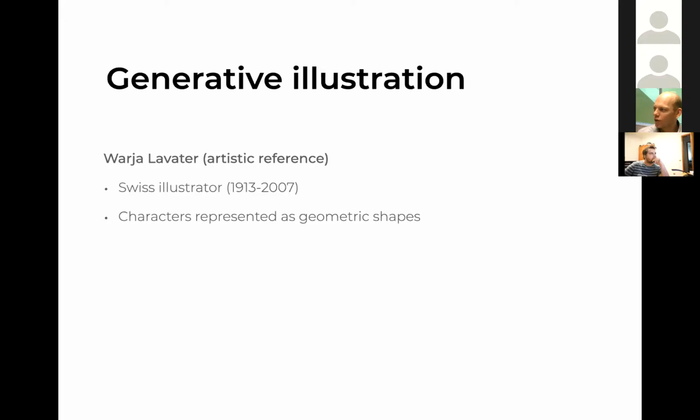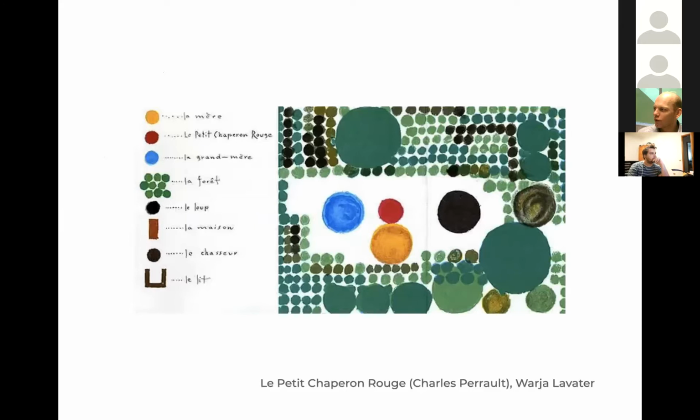As for the artistic reference, I mentioned Varia Lavater. She was a Swiss illustrator. She worked with fairy tales from Charles Perrault, from Hans Christian Andersen and the Grimm brothers. Her work is known for the use of geometric shapes to represent characters. I'll show you an example of Little Red Riding Hood. So this is an illustration by Varia Lavater, Little Red Riding Hood, and you see circles mostly.